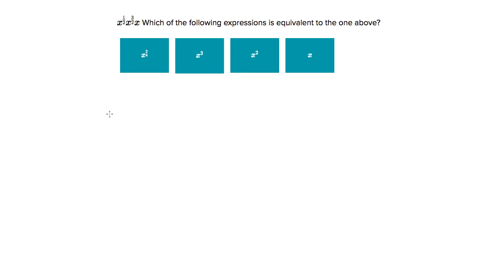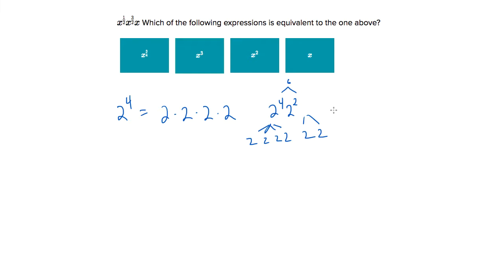So if I have an exponent, let's say 2 to the 4th, that means I'm multiplying 2 by itself 4 times. 2 times 2 times 2 times 2. Okay? So what if I have 2 to the 4th times 2 squared? Well, that means it's 2 times 2 times 2 times 2, right? Times 2 times 2. So we just add 4 and 2, and we get 6. This equals 2 to the 6th, okay? Because we're just multiplying 2 by itself 6 times, okay?